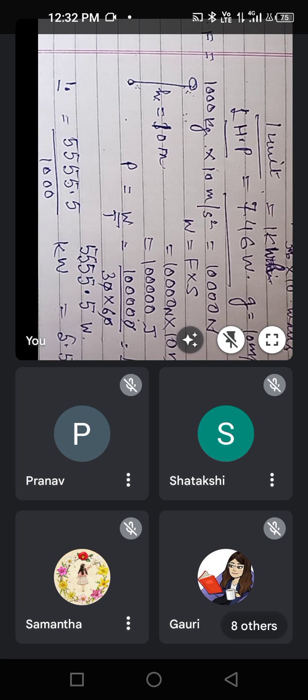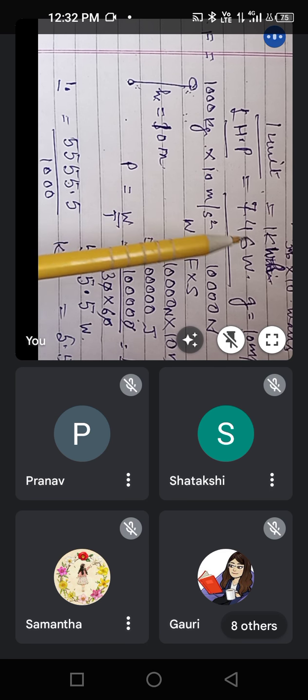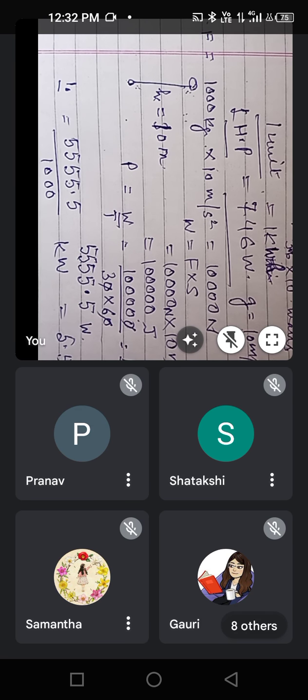Now you have to convert it into kilowatt hour. That will be 5555.5 divided by 36, followed by 5 zeros. Solve this, and you will get your answer for the second part.